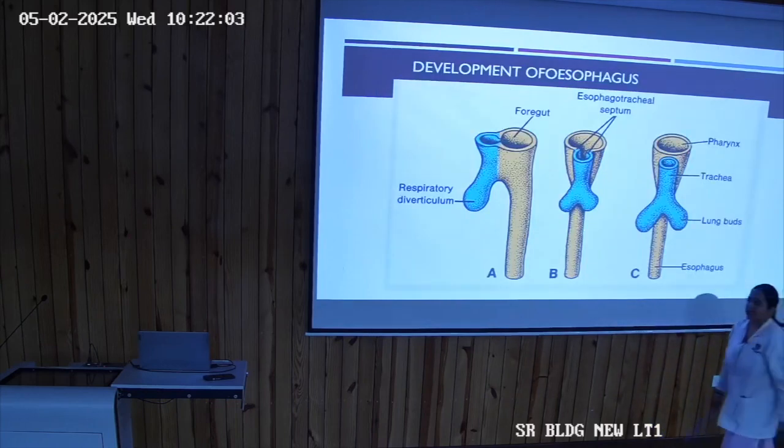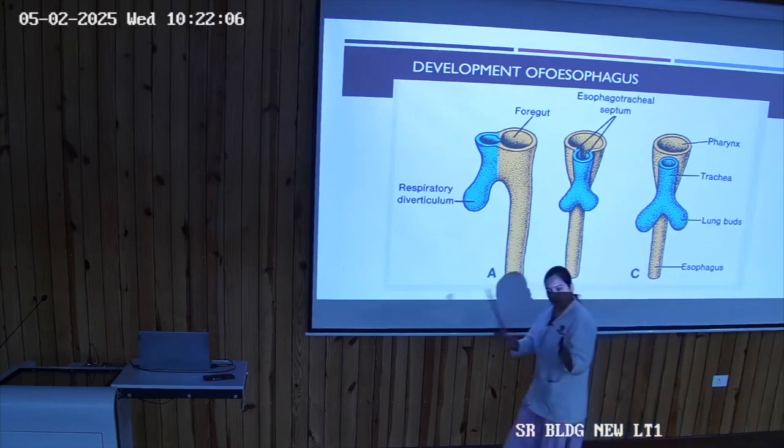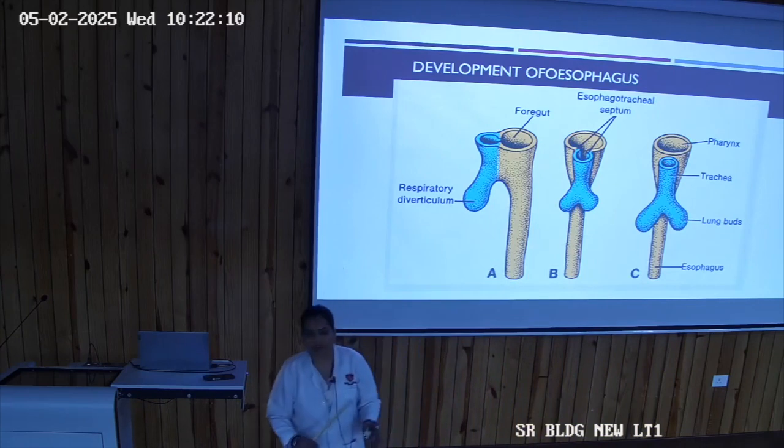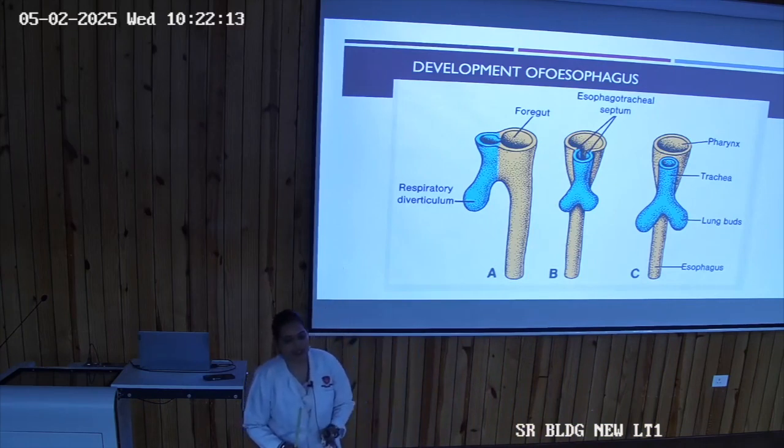So now let's start with the pharynx. पharynx के बाद pharyngeal gut, that we will discuss in head and neck. तो उसके बाद क्या आता है, esophagus. So we'll start with the development of esophagus.